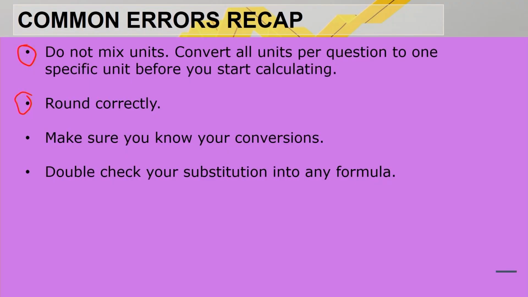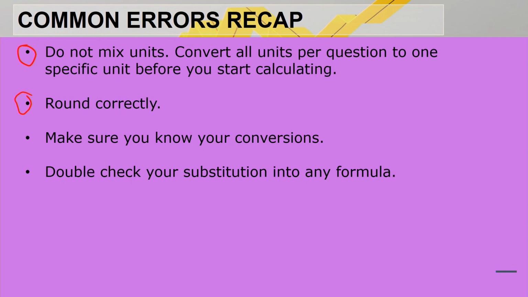Make sure you know your conversions. Remember, in the metric system, the conversions won't be given to you. It's only the imperial system's conversions that they will give. So you need to know that there are 10 millimeters in a centimeter, 100 centimeters in a meter, etc. And then with measurement, formulas will always be given. So make sure that you substitute correctly.